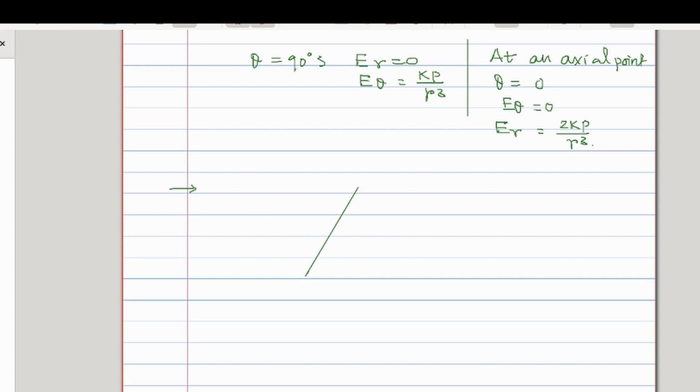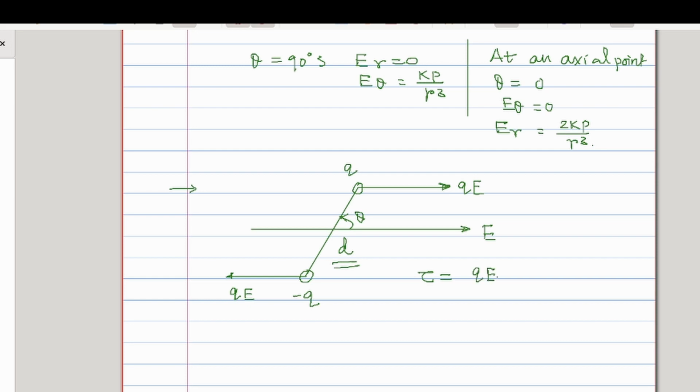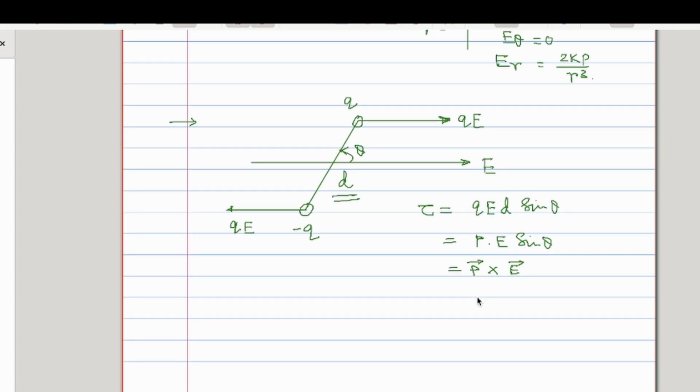So let's say this is a dipole and this is an external electric field E. If this is minus Q and this is plus Q, then the force on this is QE and the force on this will be QE like this. If this angle is theta and the distance between them is D, then what is the torque? It is QE into D sine theta, that is, P E sine theta. So that is basically P cross E. So this is the torque.